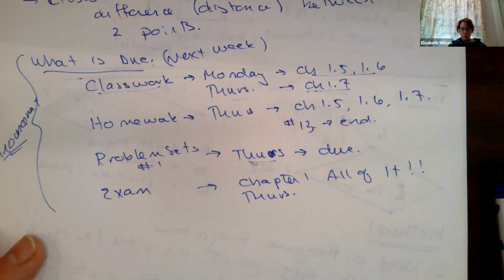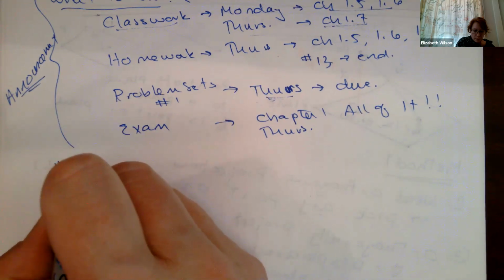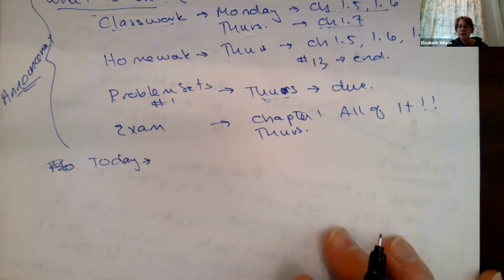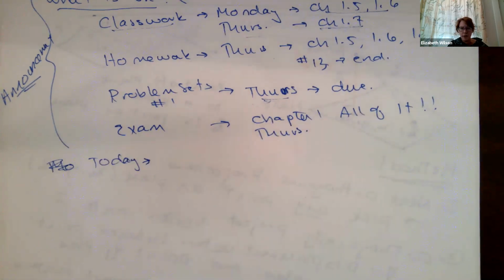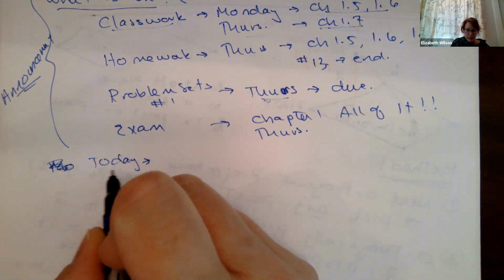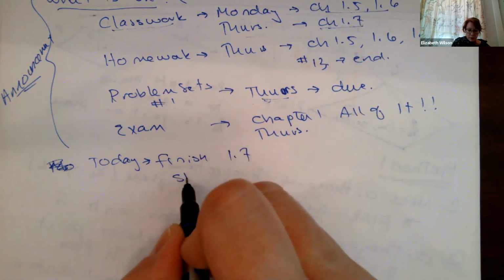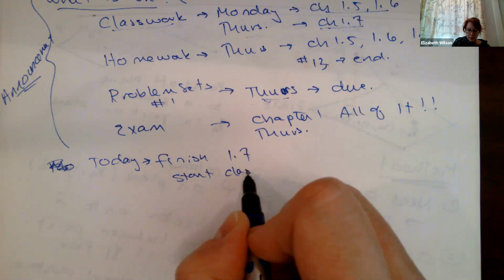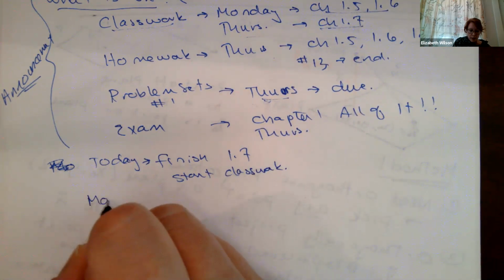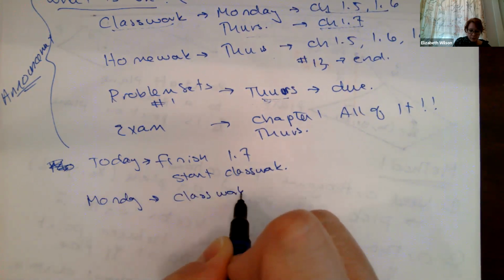Remember, Monday, what's going to happen is, so let me just write down what to expect. So today, we have class on Thursday. Give me just a second to answer things, and we'll talk about what you guys want to do. So today, we're going to finish the topic for 1.7, and then we'll start our classwork. I think we did one of the problems before, but we're going to keep working on the classwork. On Monday, we'll work on classwork for chapter 1.7.